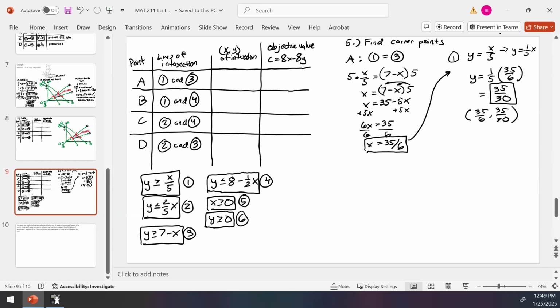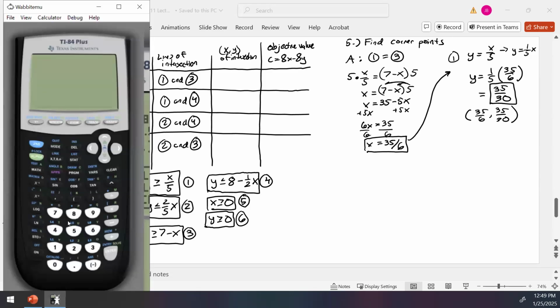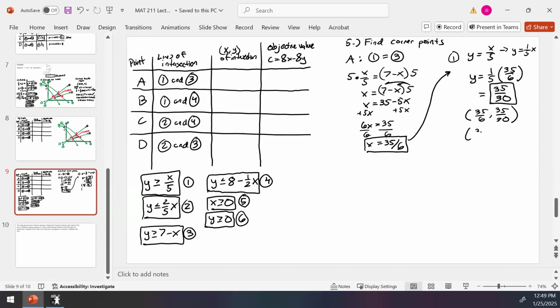Now, on the homework, or the exam for that sake, if they really want you to simplify the fraction, you would just do 35 divided by 30, hit the math button, press enter on frac, and that'll simplify the fraction for you. So that's 7 over 6. So you could simplify if they make you. It's not always required. Or you can write it as a decimal.